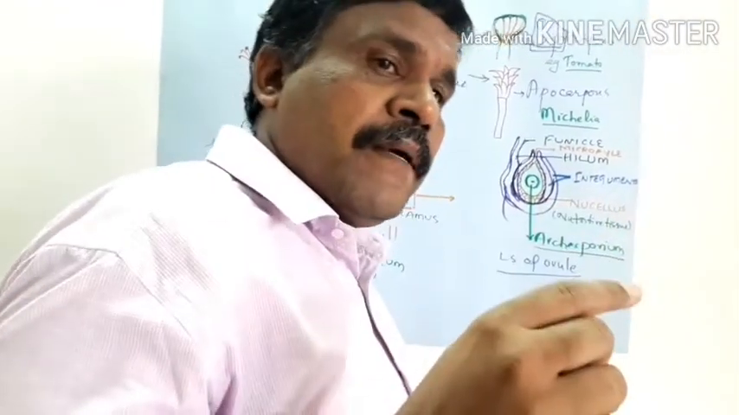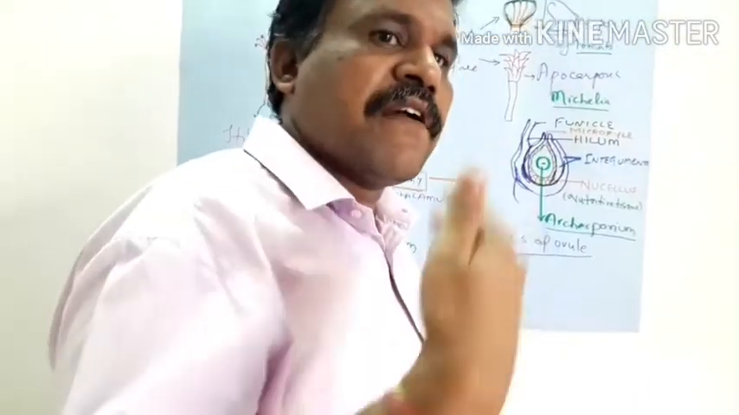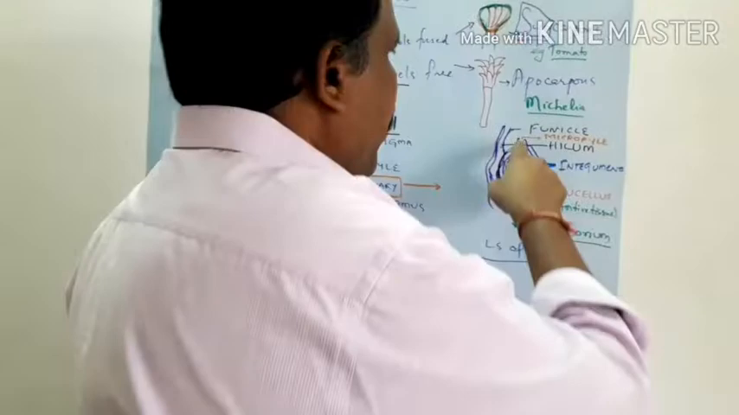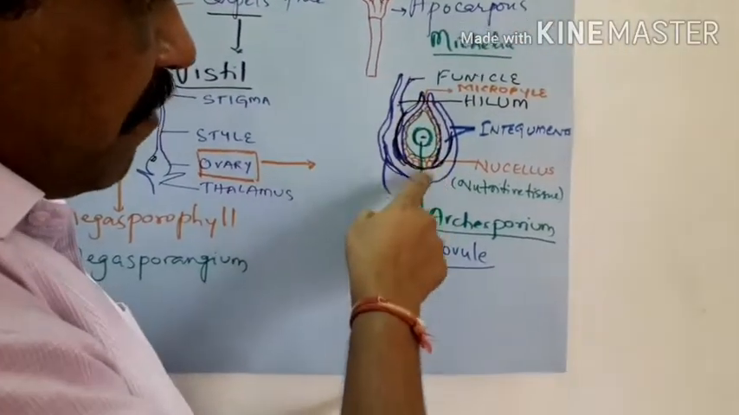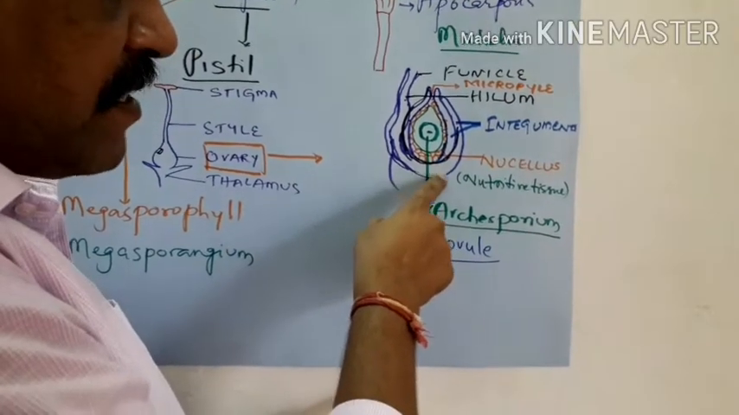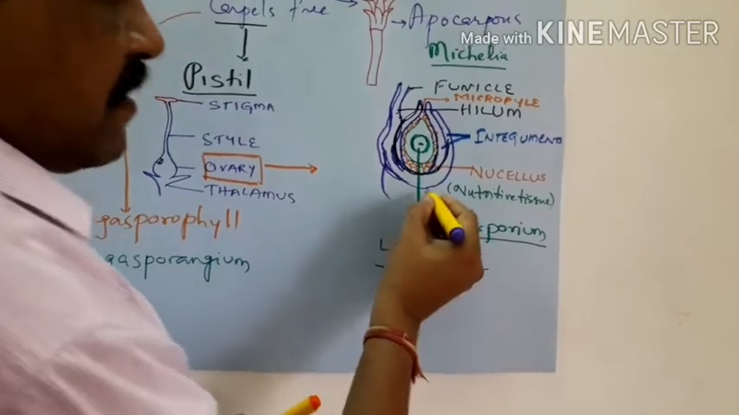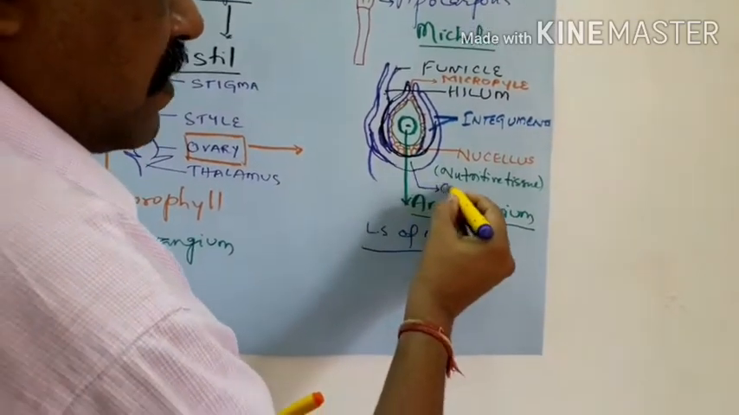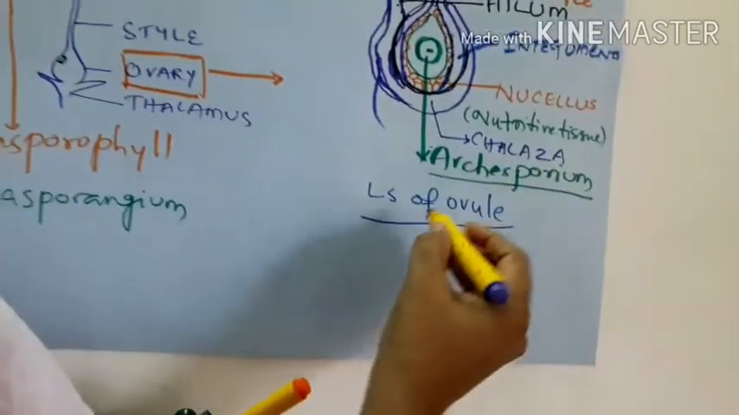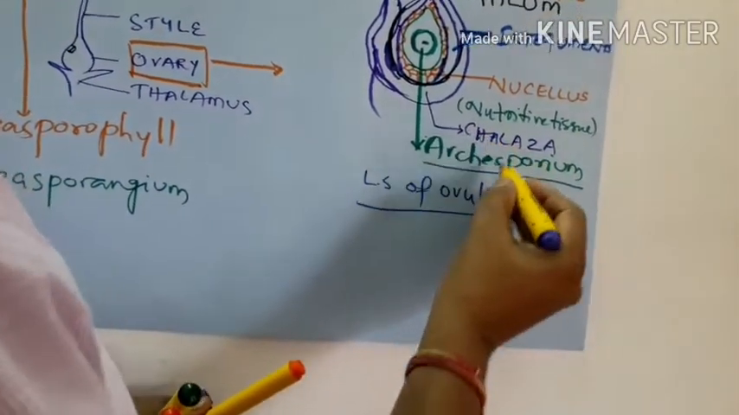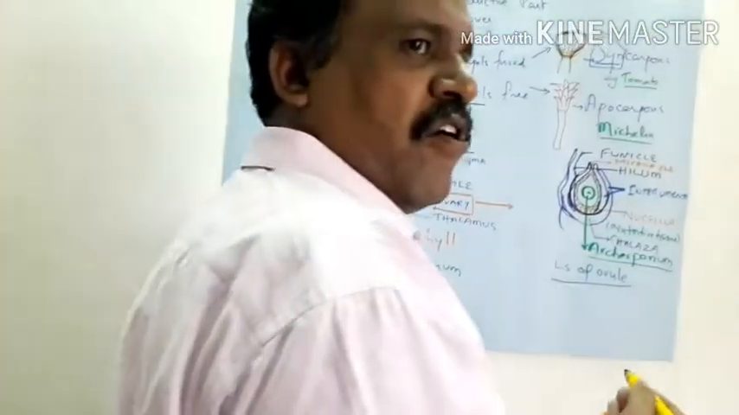The pollen tube is called the male gametophyte. All that we learn in pollination and fertilization, we will learn slowly. So the micropyle is the tip portion that you can see here. Now, opposite to this micropyle, children, there is an end here. This end is called chalaza, C-H-A-L-A-Z-A. So these are the various parts that you see in the ovule.